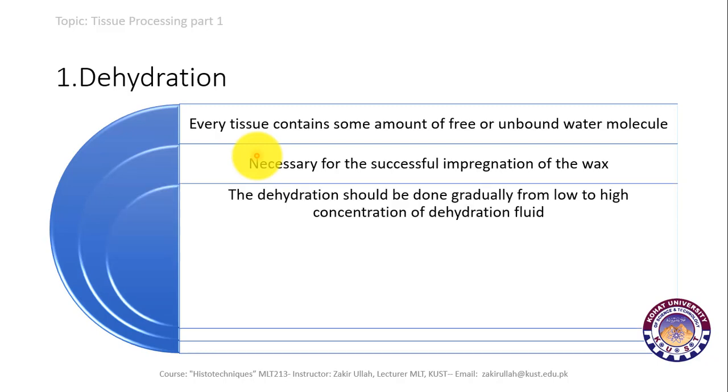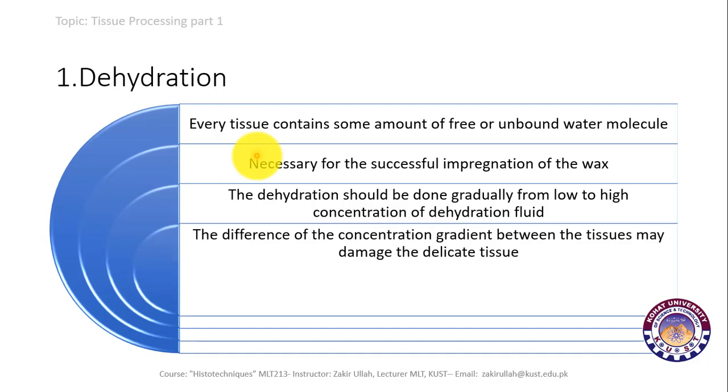So the dehydration should be done gradually, from the lower concentration of the dehydration fluid towards the higher concentration. This gradual dehydration is performed because the difference of the concentration gradient between the tissues damages the delicate tissues, and we cannot get a clear image and proper dehydration by putting the tissues directly into a higher concentration.